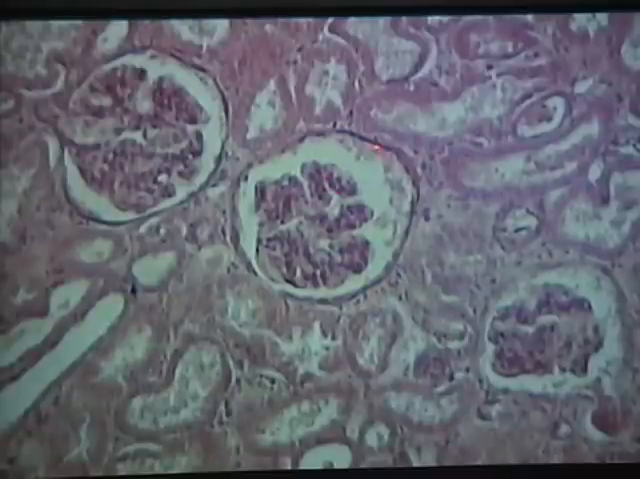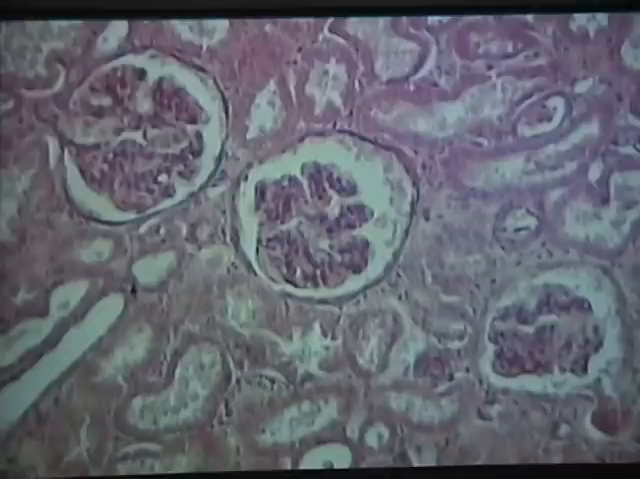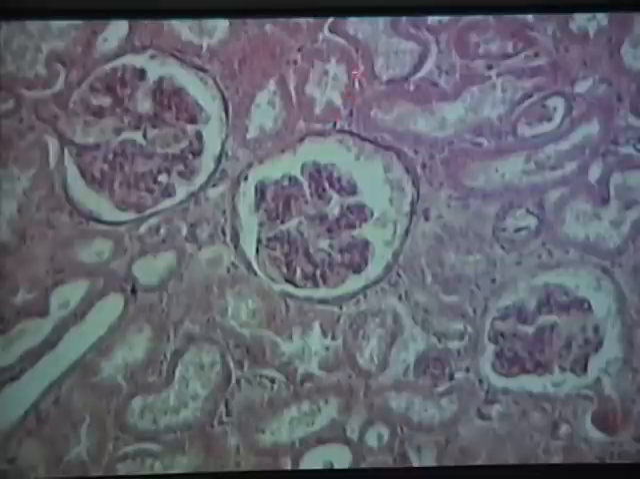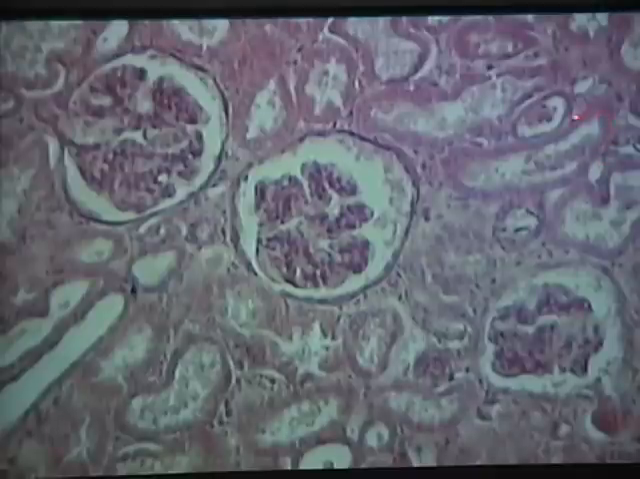This is a renal corpuscle. This is another renal corpuscle. The kidney tubules are, for the most part, in cross-section in this particular image. This is a cross-section through a kidney tubule. This is another kidney tubule. Here's another kidney tubule.